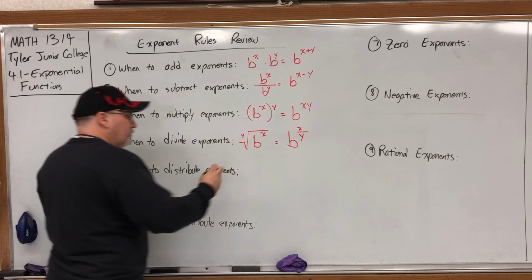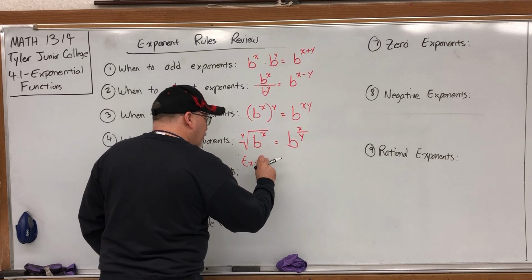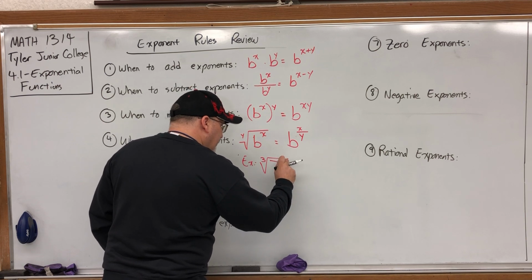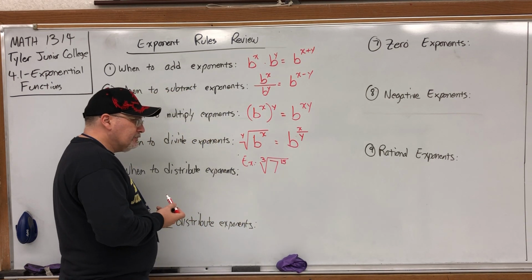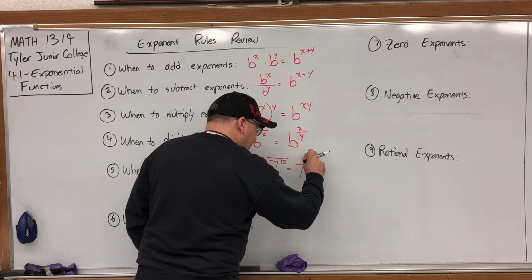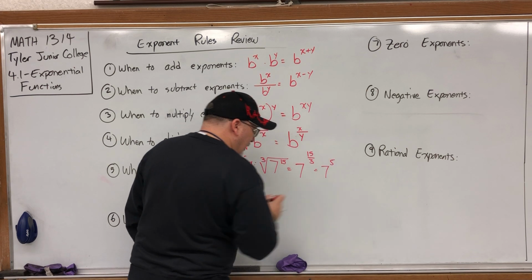So for example, if you were taking the cube root of 7 to the 15th power, then you would just have to divide. Leave the 7, 15 divided by 3, and that would give 7 to the 5th power.